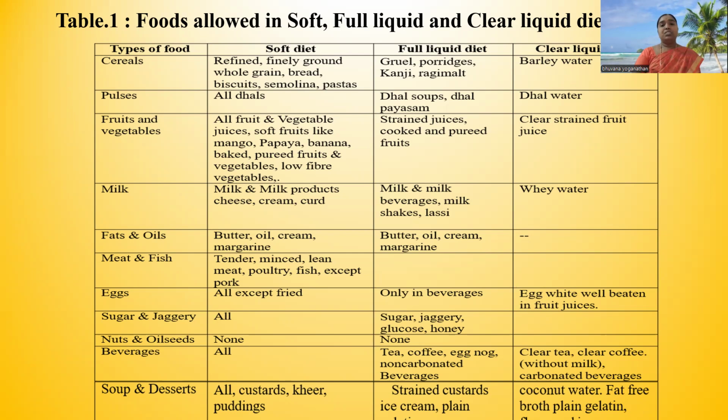So soups and desserts: custard, kheer and pudding, strained custard, plain ice cream, coconut water, fat-free broth and gelatin can be added.